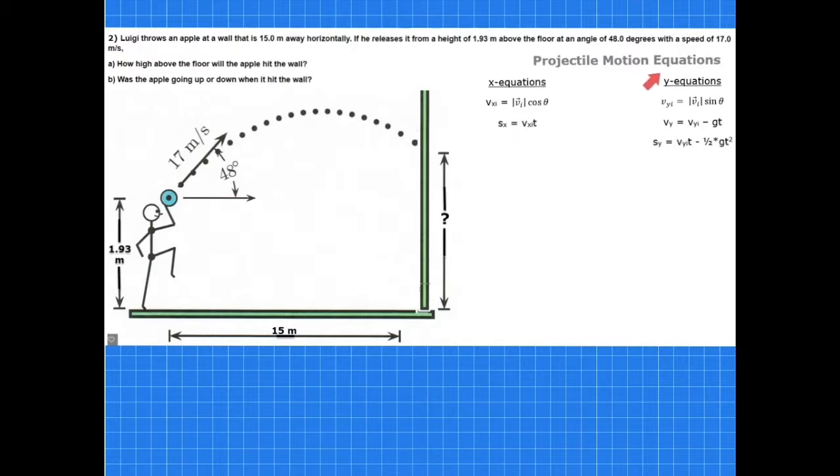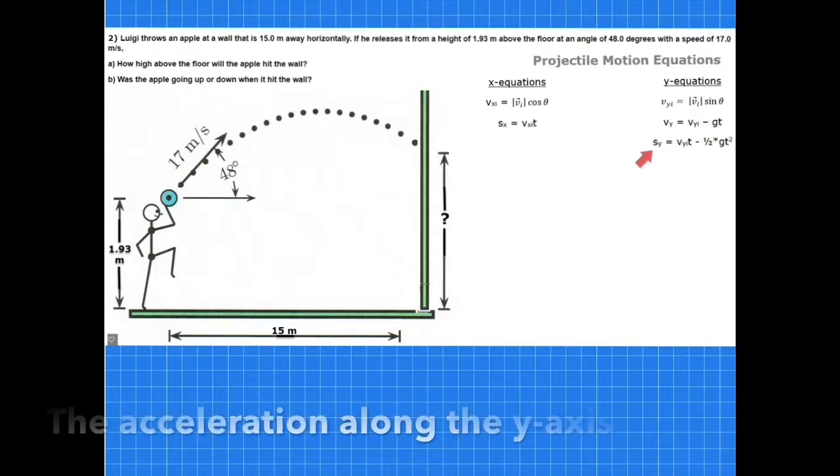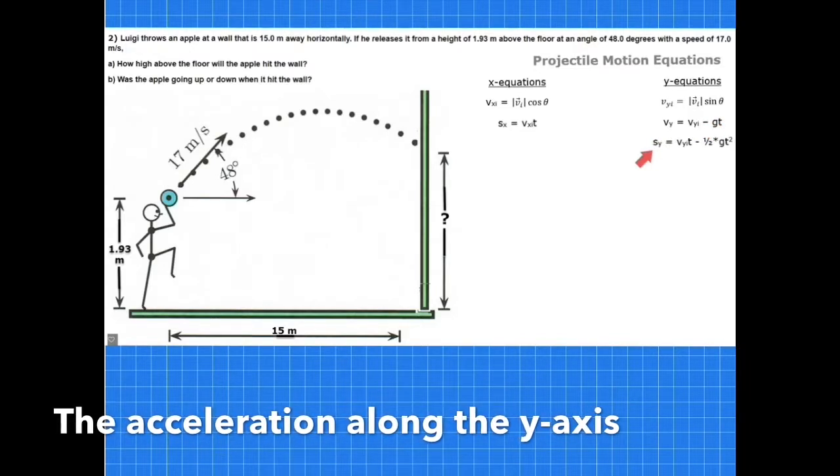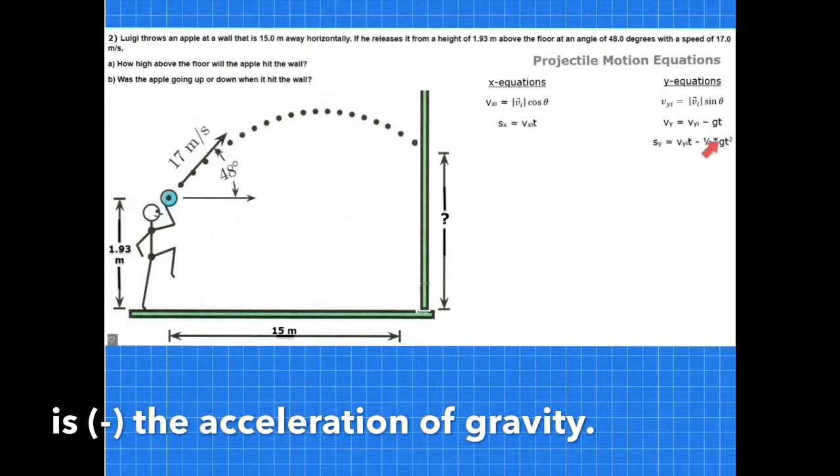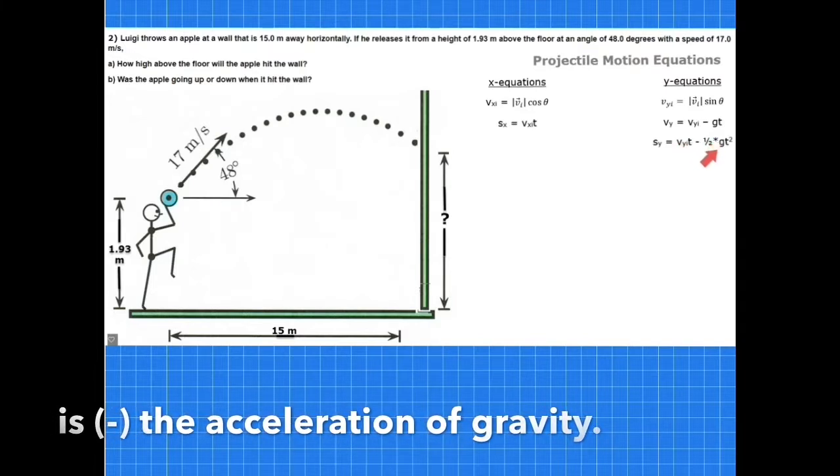The y equations are the equations for free fall. Vy initial is the initial speed times the sine of theta. Vy at any time t is the initial y velocity minus the acceleration of gravity g times the time. The displacement in the y direction, s of y, is Vy initial times the time minus 1/2 times the acceleration of gravity g times the time squared.